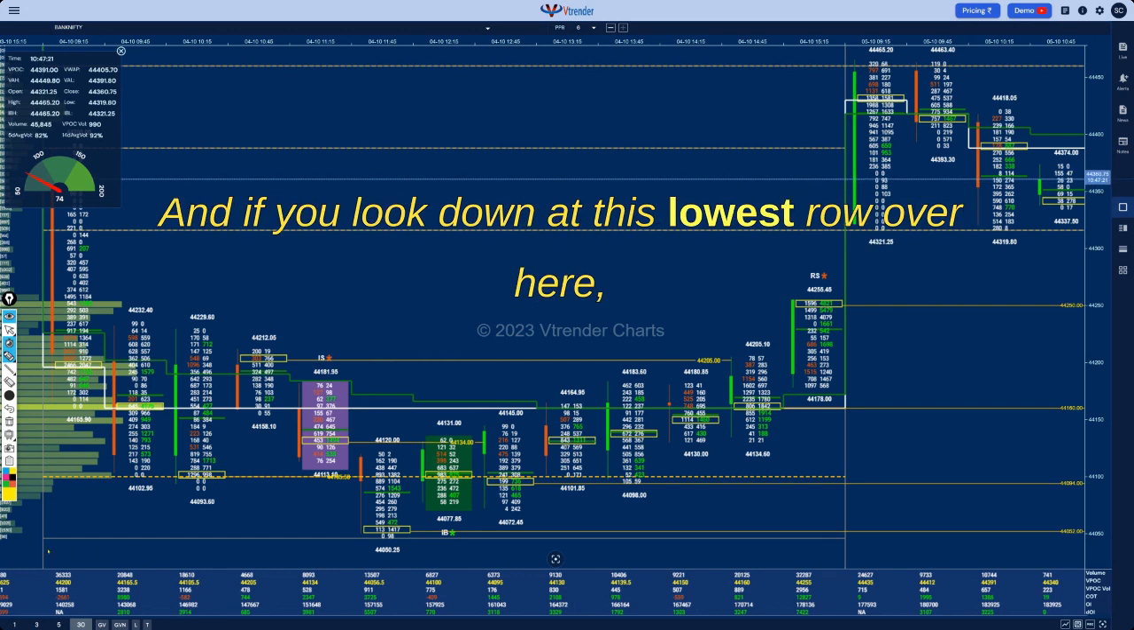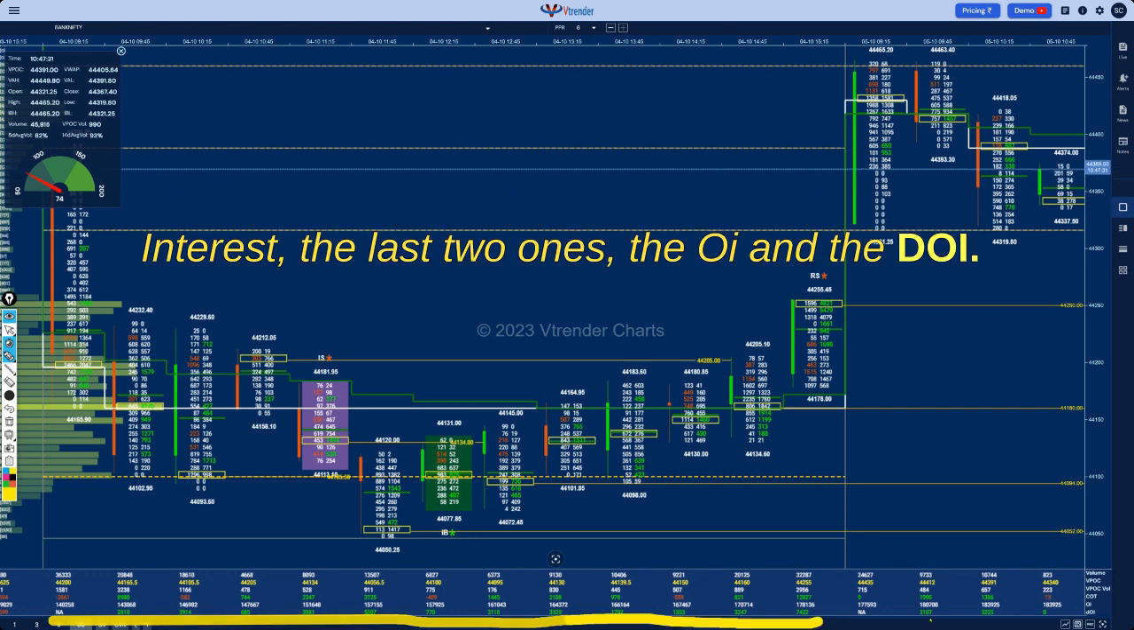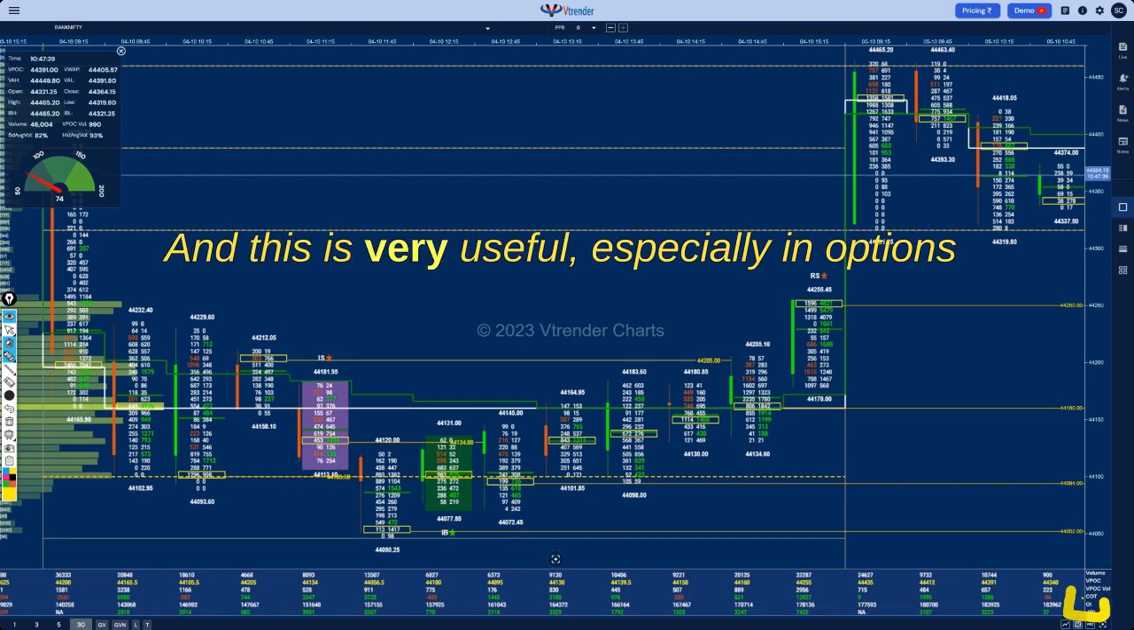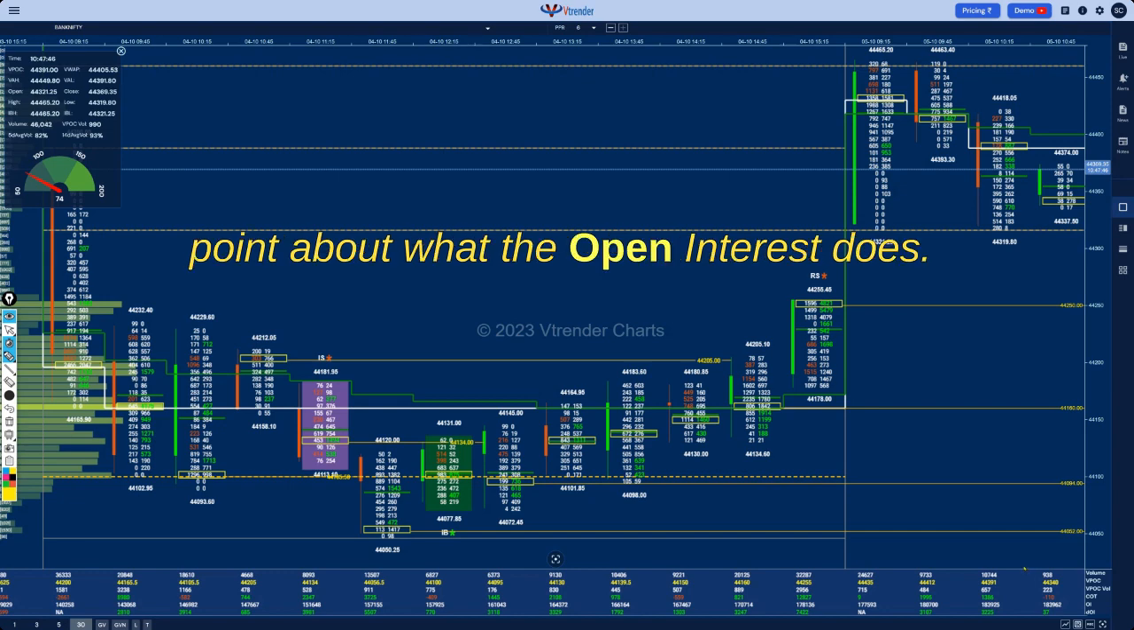If you look down at this lowest row, all these greens at the very bottom, this is the open interest. The last two, the OI and the DOI, we track in live market hours, and this is very useful, especially in the options chart as well as in the futures chart. But I wanted to illustrate a quick point about what the open interest does.